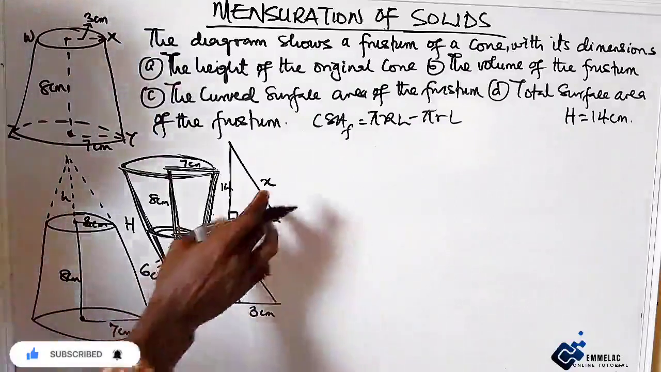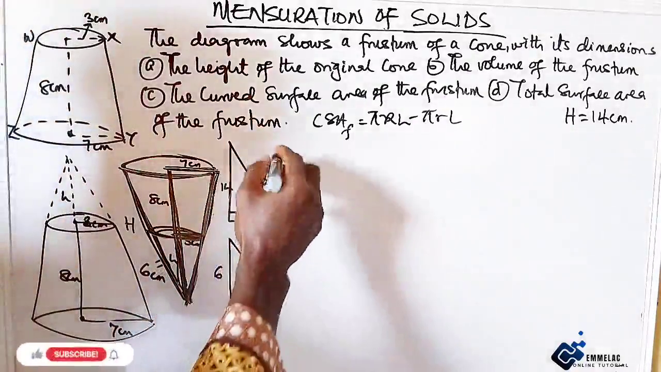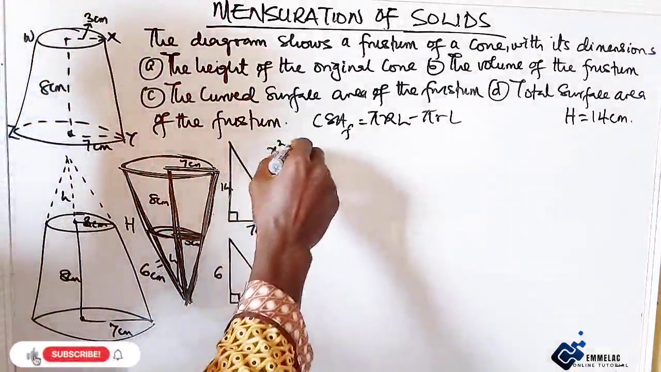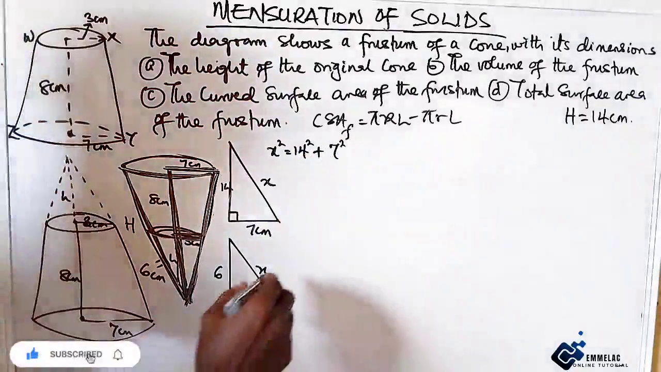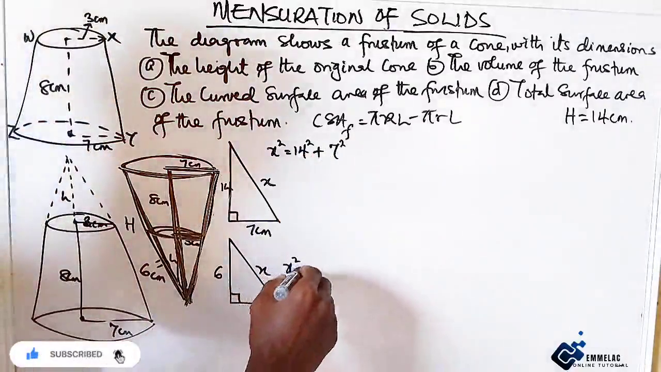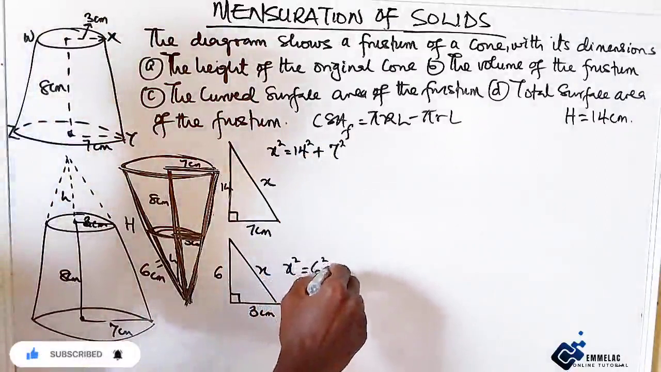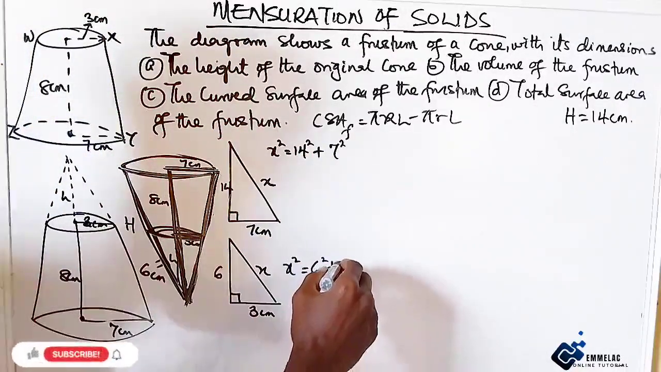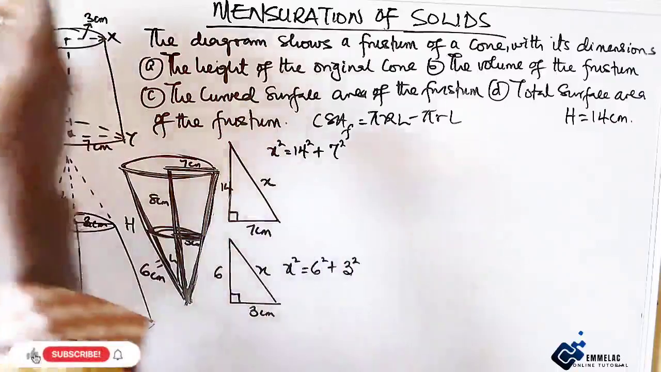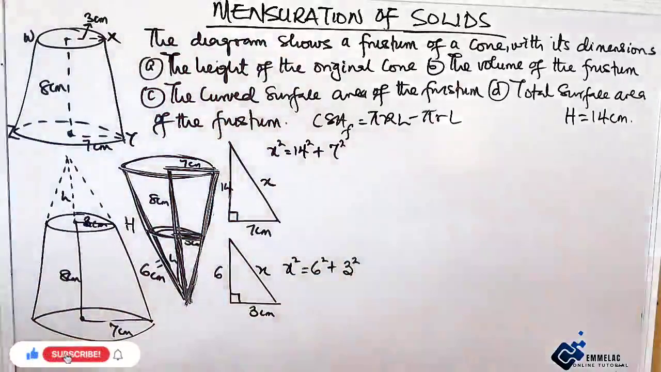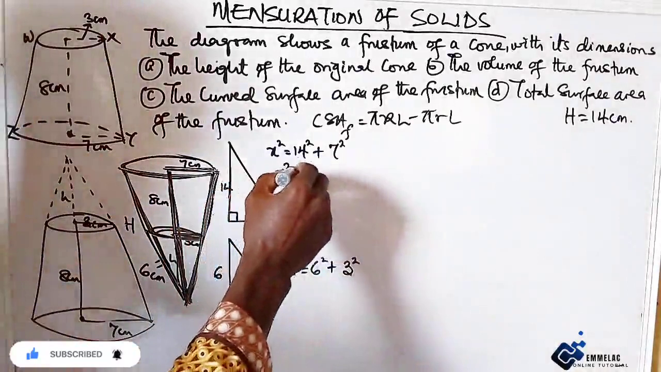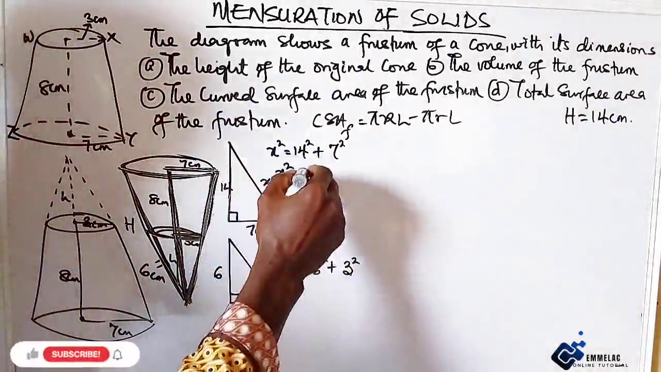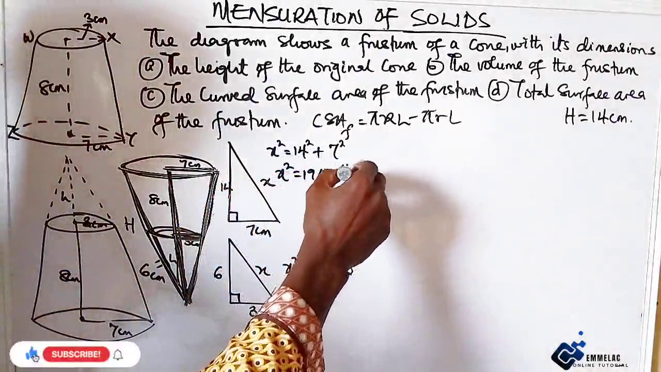Alright, now for us to find this, we just need to apply the Pythagoras theorem. That will be x squared equals 14 squared plus 7 squared. Then here also we have x squared equals 6 squared plus 3 squared. Okay, so by evaluating, we have that x squared equals 14 times 14, that should be 196, plus 49.